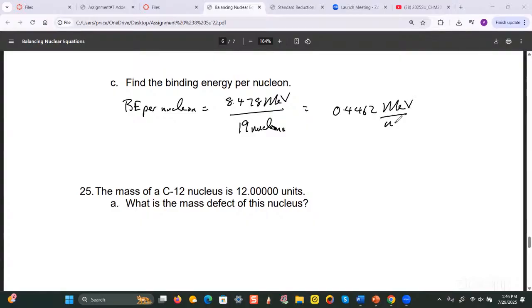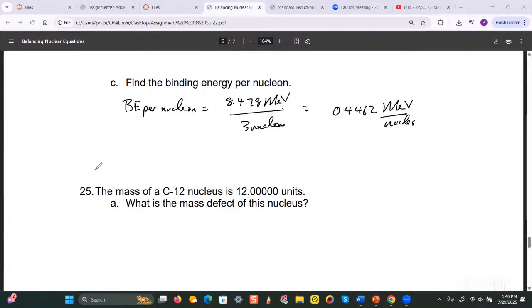Yes, sir. Where did you get 19? Because there are 10 neutrons and 9 protons in fluorine. Oh, I'm sorry. My brain is back to fluorine. This is tritium, right? So that should be 3, not 19. My bad. I'm thinking of a previous example. So this will be 3 nucleons.